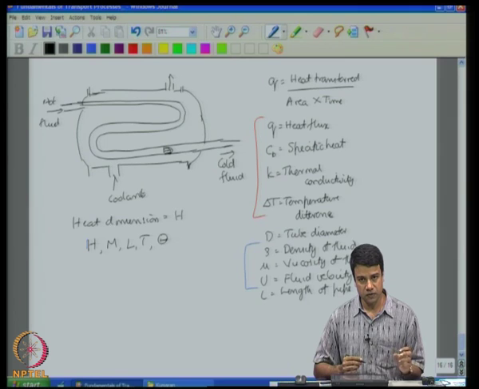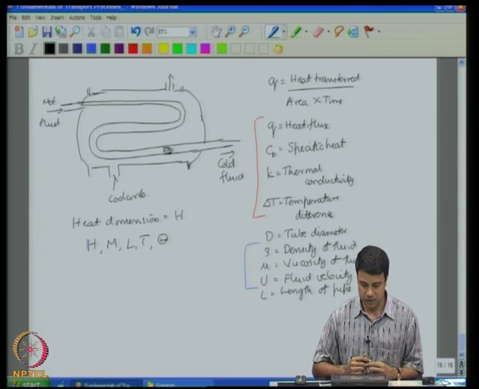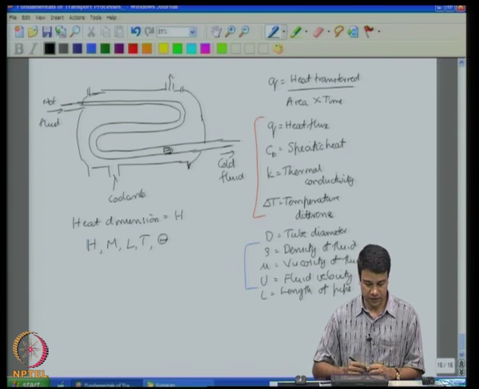Convection is the transfer due to the mean flow of the fluid, and that is going to be affected by the flow properties, okay, specifically the fluid velocity as well as the density and viscosity. Density determines the inertial stresses in the flow, and viscosity determines the viscous stresses.